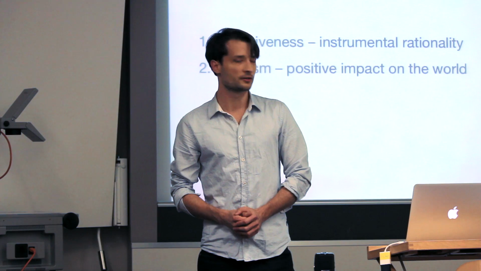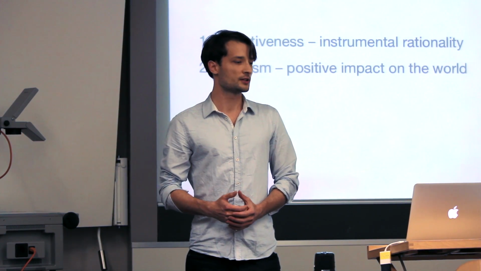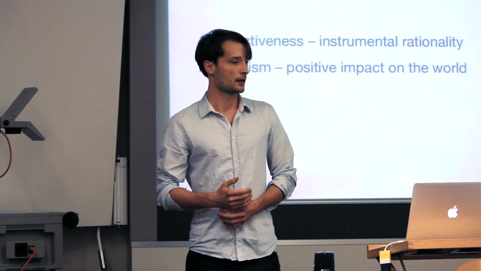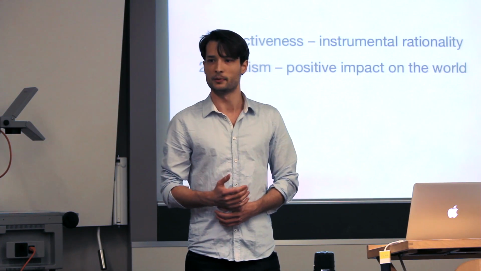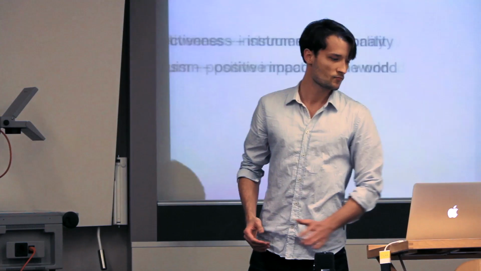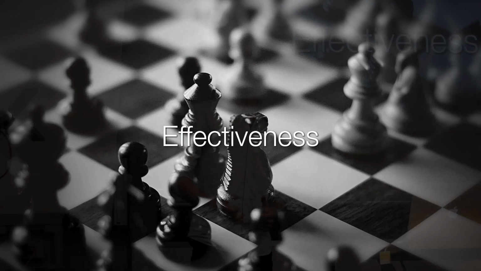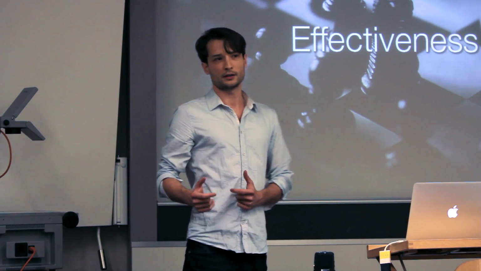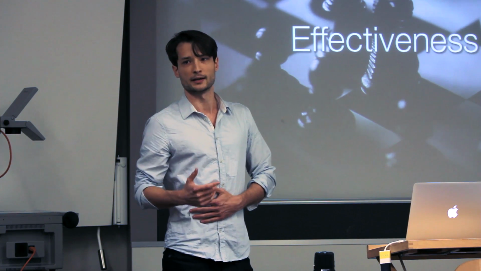So effective altruism has two components. The first one is effectiveness, which is about instrumental rationality and achieving your goals. And the second one is altruism, which is about having a positive impact on the world. Let's start with effectiveness. Think about when you're playing a game. Let's say we're playing chess together. What simple, most general steps are going on in your head when you play a game?